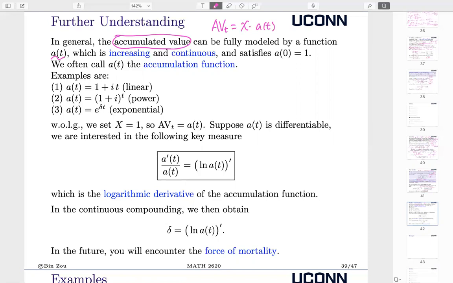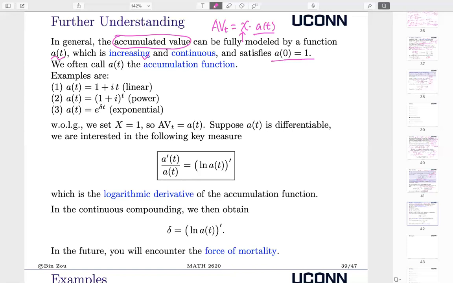What is the accumulation function? The accumulation function gives me how my account value grows over time. Remember, x is simply the principal, the starting value of my account. All I need of this new function is that it should be increasing, in the sense that when time moves forward, the amount of money in my account should be growing. Continuous simply means the value does not jump. My money today, let's say it's $100, does not jump to, say, 105 in the next second. So we want something continuous. And obviously we want a(0) to be 1, so that x is indeed my original amount.